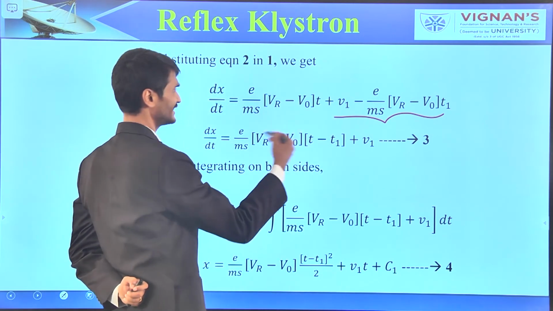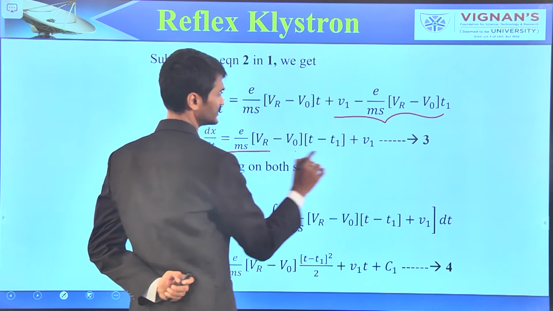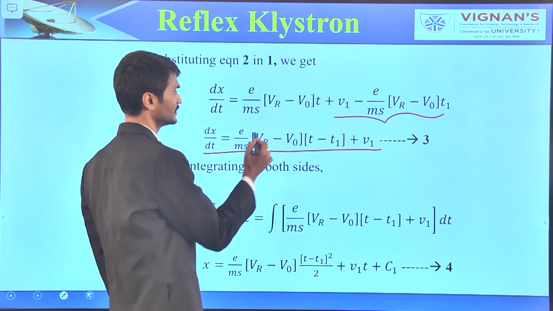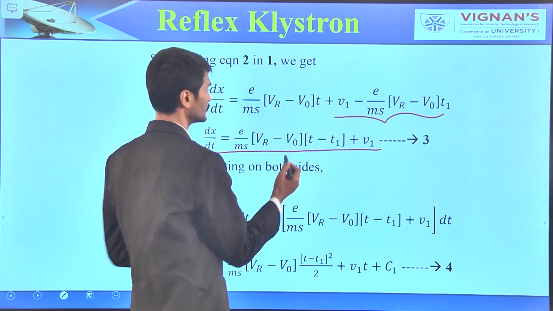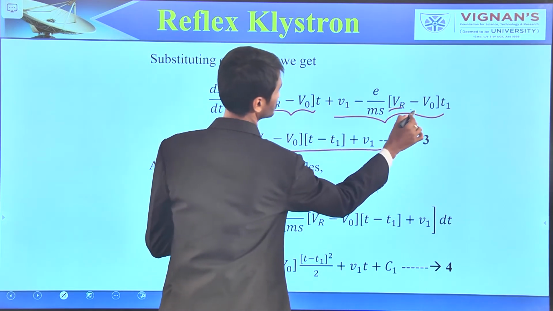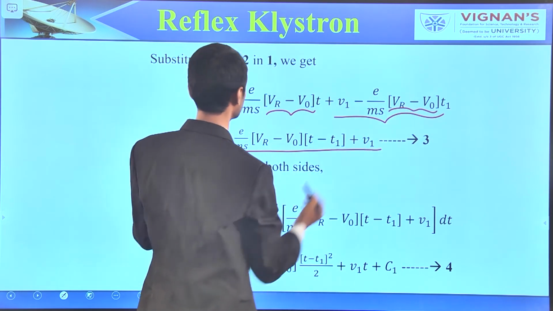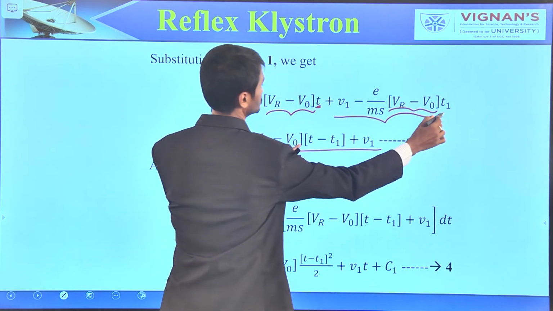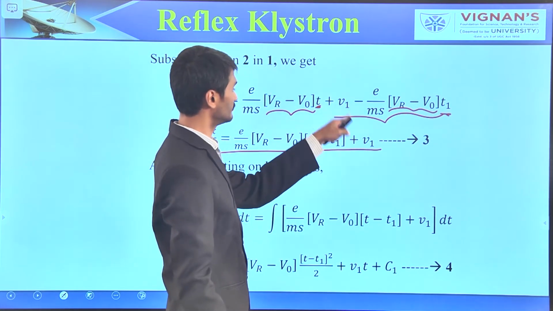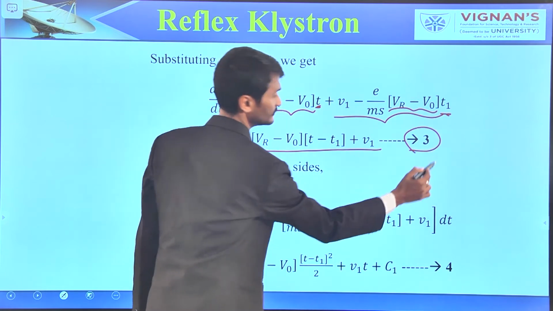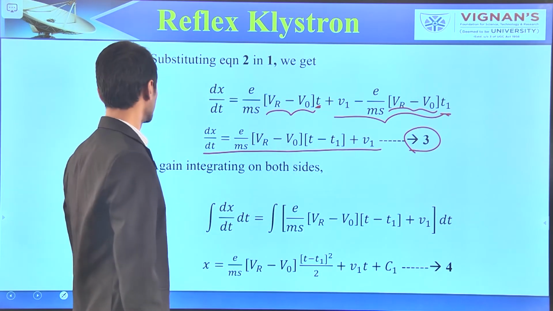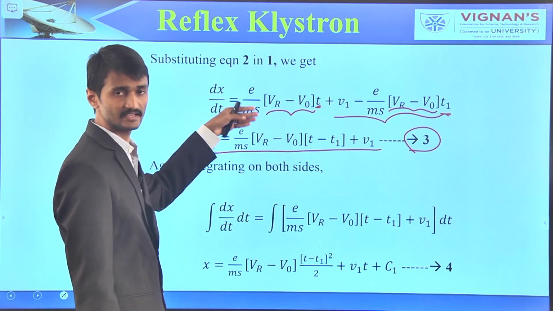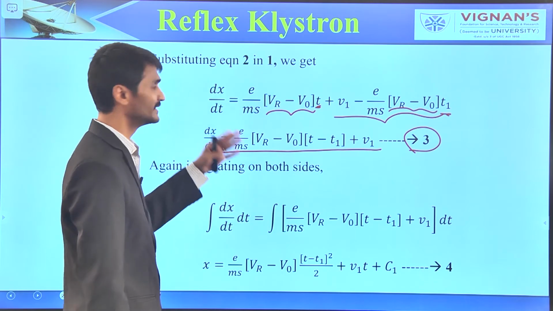Now take the common terms and simplify, rearrange this equation. So rewrite this equation: dx by dt is equal to E by m s (Vr minus V naught). Vr minus V naught is here as well as here, so E by m s is common for both. So E by m s into (Vr minus V naught) into (t minus t1) plus v1, that is equation 3. Okay, so again integrating equation 3 on both sides with respect to t only.